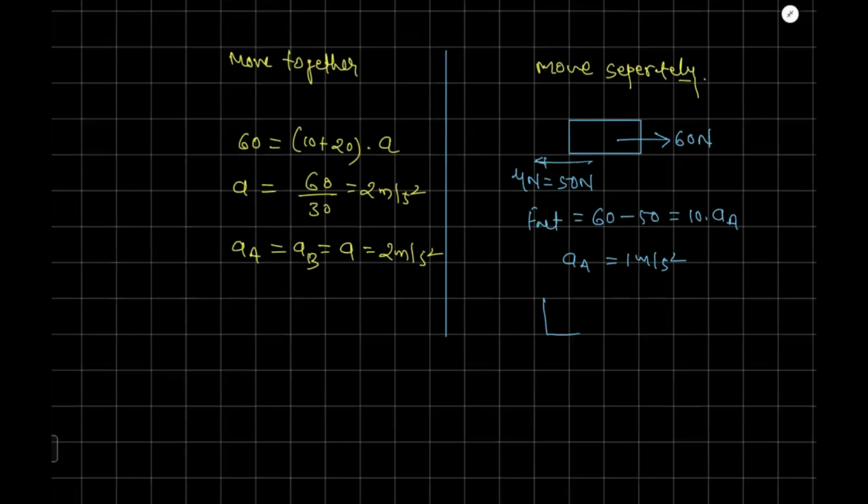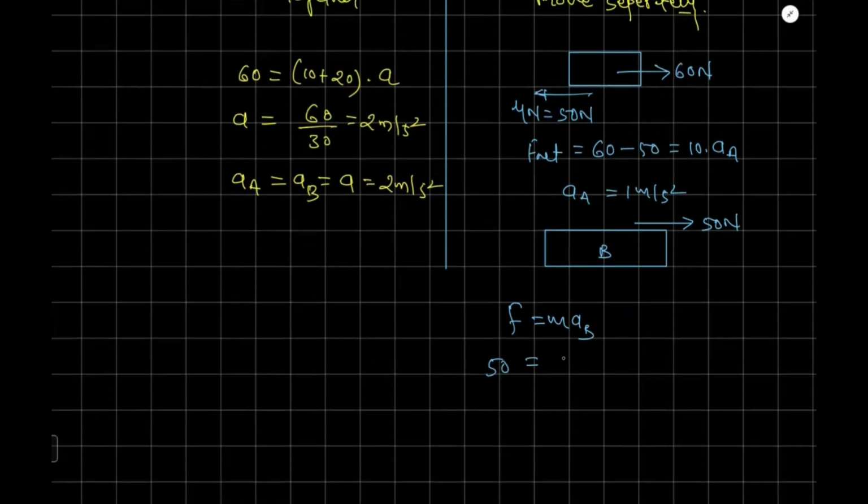Similarly, you'll make this same diagram for block B. So on this one, this friction force will act forward, and this force is nothing but 50 Newton. So you can say F net is equal to mass into acceleration of B. In this case, the 50 Newton is the only force that is acting on block B, and mass of block B is 20 kg, and acceleration of block B is what we have to find. So I can say acceleration of block B is nothing but 2.5 meter per second square.